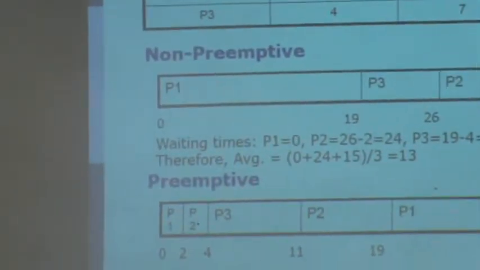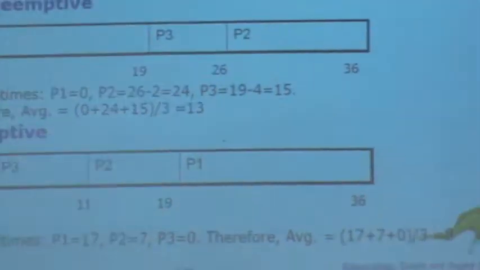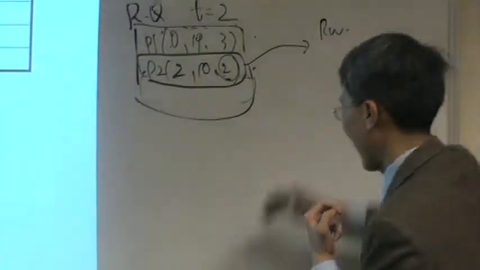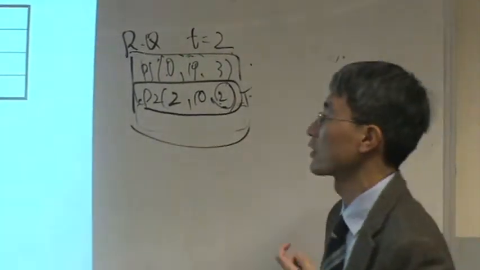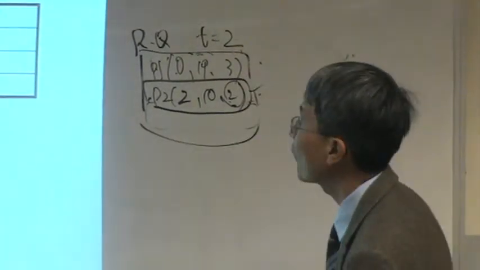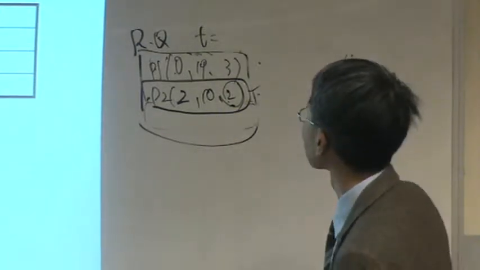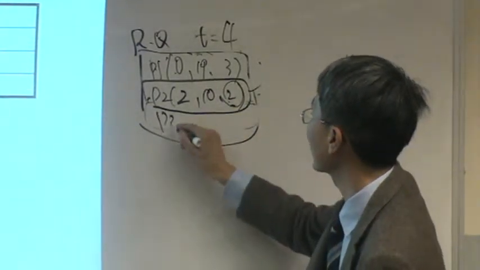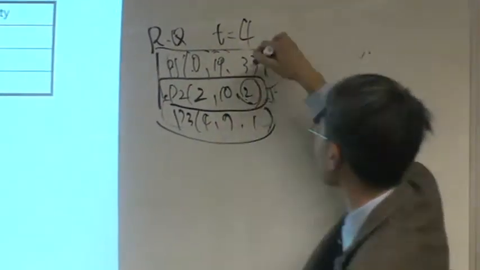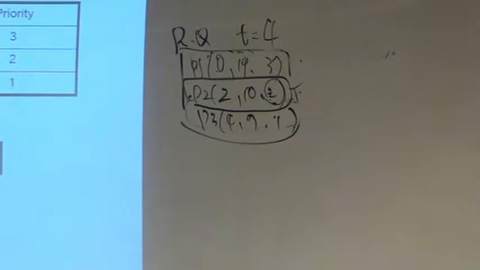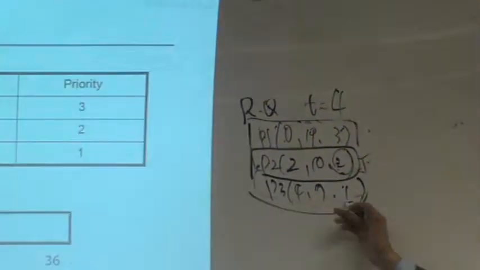So P2 is selected. Actually, this one moved to the running queue, but I'm not going to manage the running queue, I'll just mark it instead. At time 4, P3 arrives with burst 7. So at time 4, we need to select one of these. Which one will be selected? The highest priority.